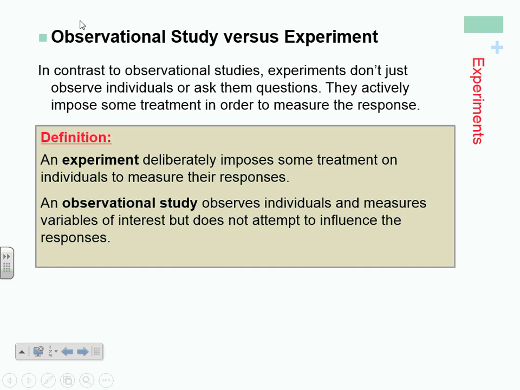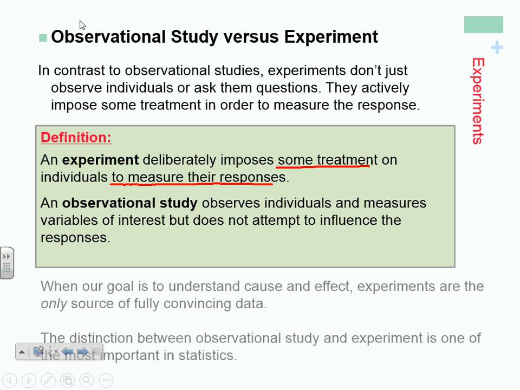So get down in your notes, an experiment deliberately imposes some treatment on individuals to measure their response. Now make sure that the treatment is something that would affect a response. So it's doing something to the individuals to be able to get a response. In an observational study, you still might be doing something to the individuals, but it's not in order to affect their response. It observes the individuals and measures variables of interest, but does not attempt to influence the responses. So make sure you know the difference between the two.